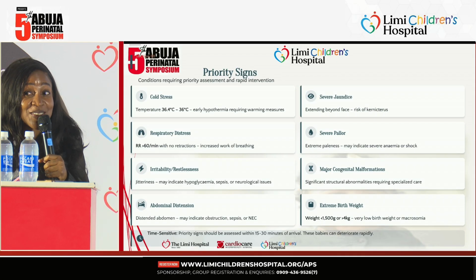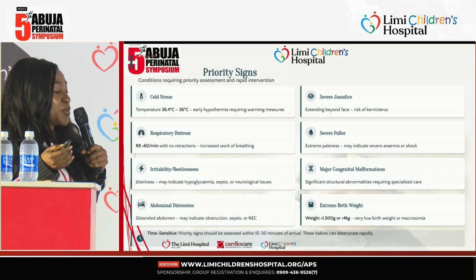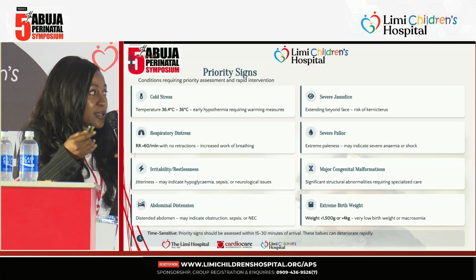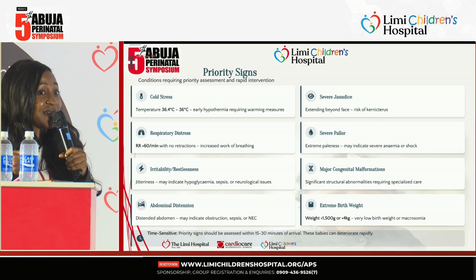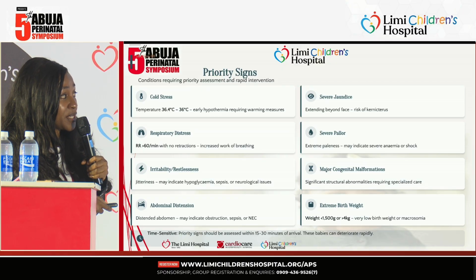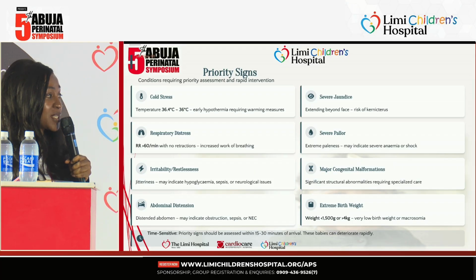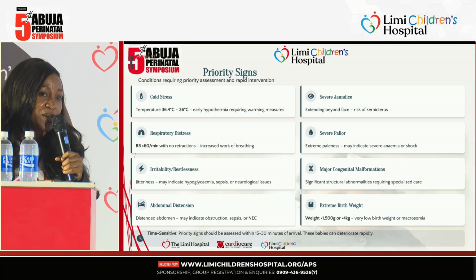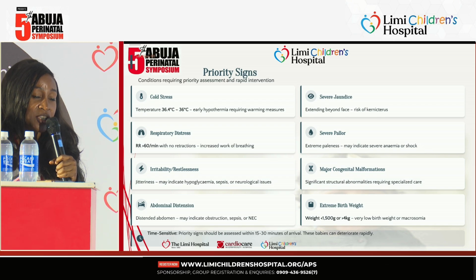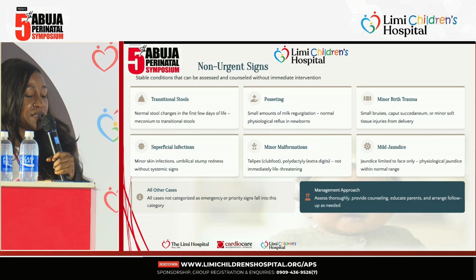Don't worry, you all will get the slides. And then a child that is irritable, with excessive crying. There is jaundice that has extended from the face and upwards. So they are categorized under the priority signs: severe pallor, congenital malformations, and extreme birth weight, more than 4 kg and less than 1.5 kg. Those are the priority signs.